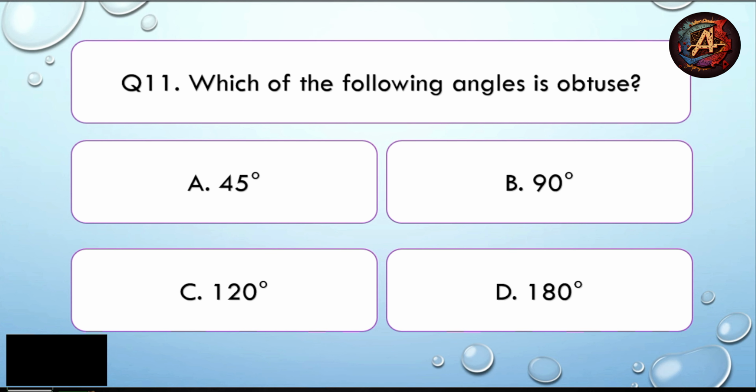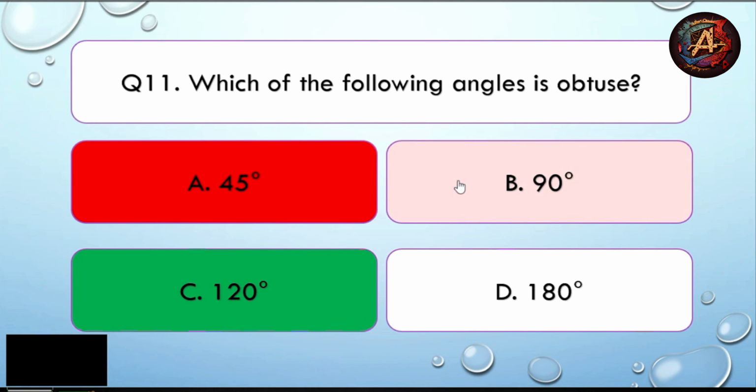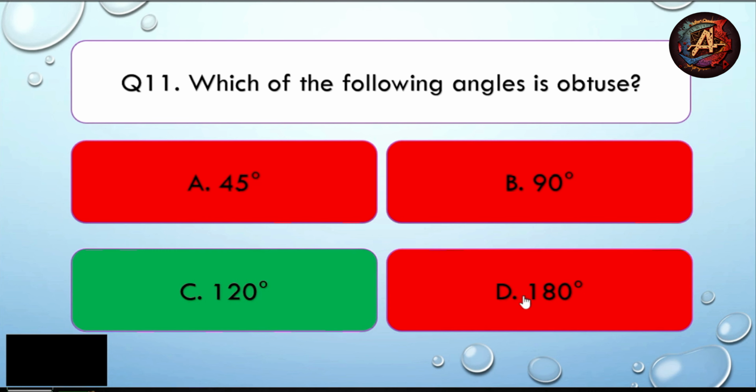Alright, math learners, in order for us to know which among these choices is the obtuse angle, we should first know the definition of an obtuse angle. Obtuse angles are angles whose measurement is greater than 90 degrees but less than 180 degrees. So which among these four is greater than 90 but less than 180? Very good. That is letter C. So the correct answer is letter C. Easy, right? So now let us go to question number 12.